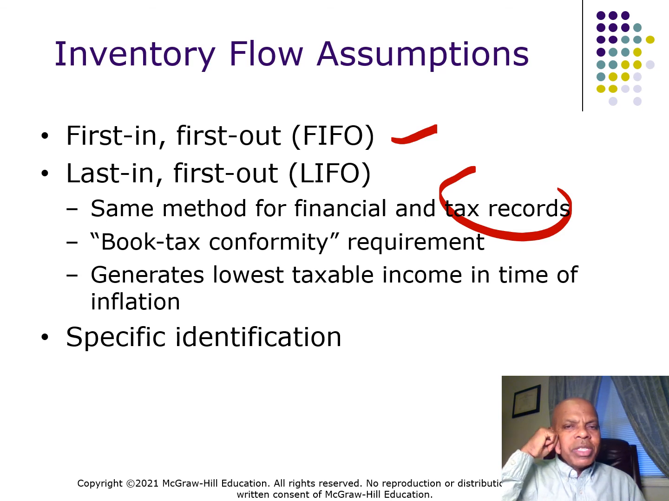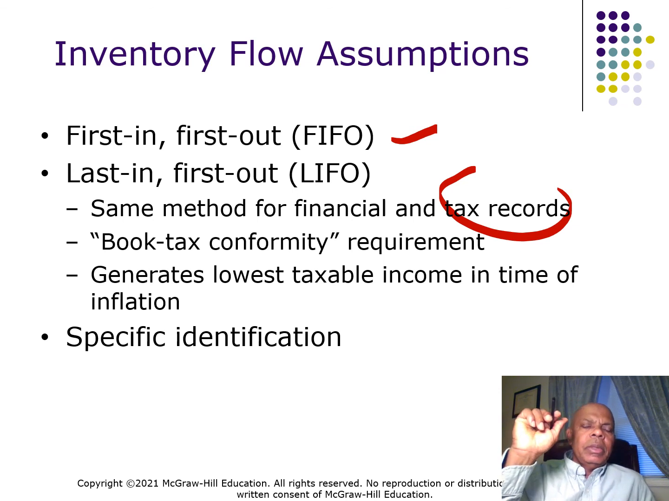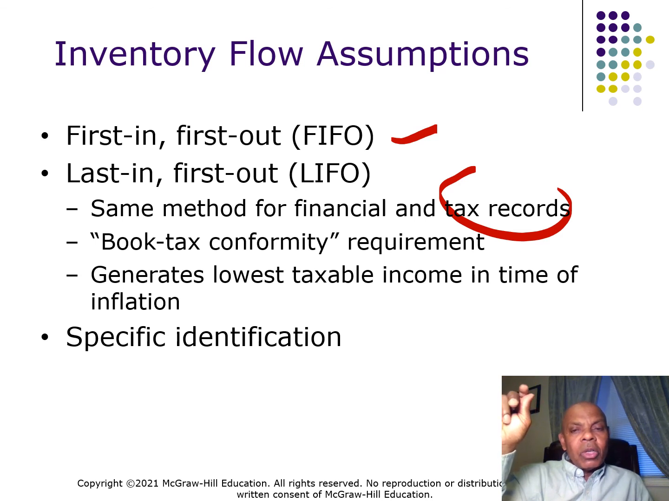They generate the lowest taxable income in a time of inflation. It depends on what method you use, and it's going to give you the lowest taxable income. When you say inflation, what does that mean? It means prices go up. If you use the last in first out method, what's going to happen? Your cost is higher, so your taxable income is lower. Let's put in numbers and see exactly how that works.